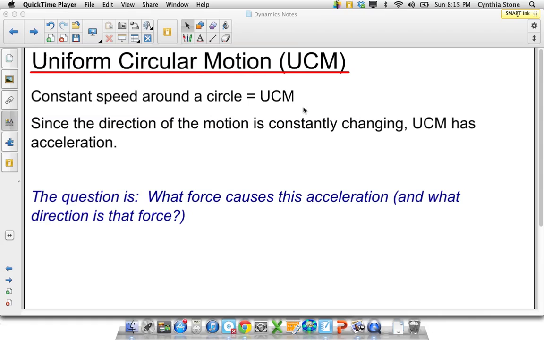When I say UCM, uniform circular motion, it means something's moving at a constant speed in a circle, okay? But when something's moving in a circle, it is constantly accelerating because it's constantly changing direction, right? So one of the most important things to understand about circular motion is what force causes the acceleration, okay? Because if you understand that, then you can calculate, it's called centripetal force. You can calculate anything you want about circular motion.